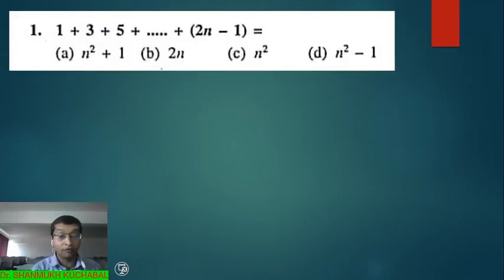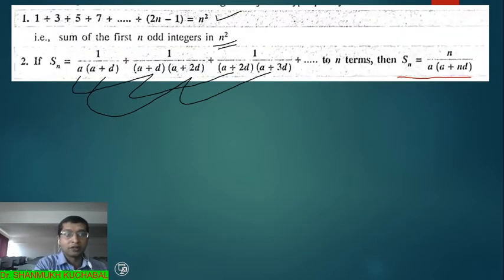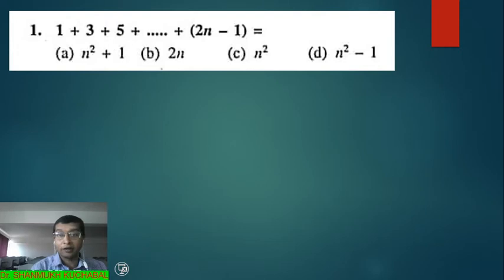Directly we will begin with an example. So the first example, it is a sum of odd terms, 1 plus 3 plus 5 plus so on to n minus 1. We have just studied this, so obviously the sum of 1 to n minus 1 terms is n square. Therefore the right option is n square. Option C, n square, is the right answer.